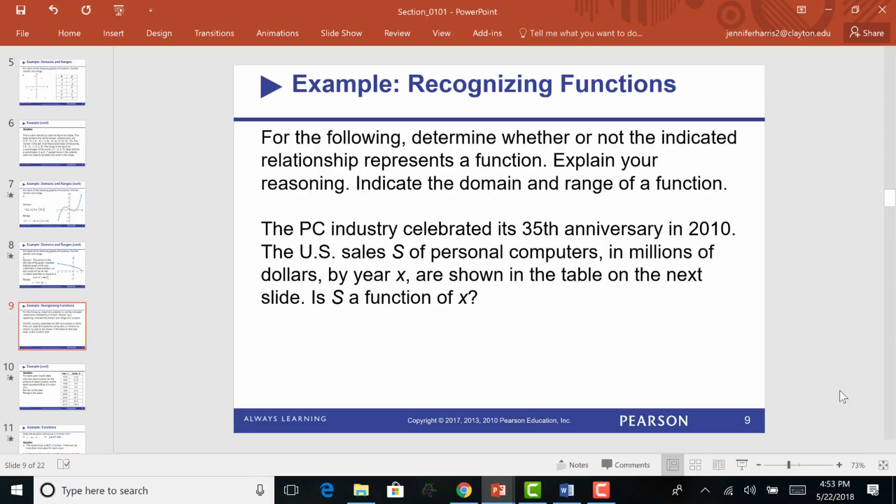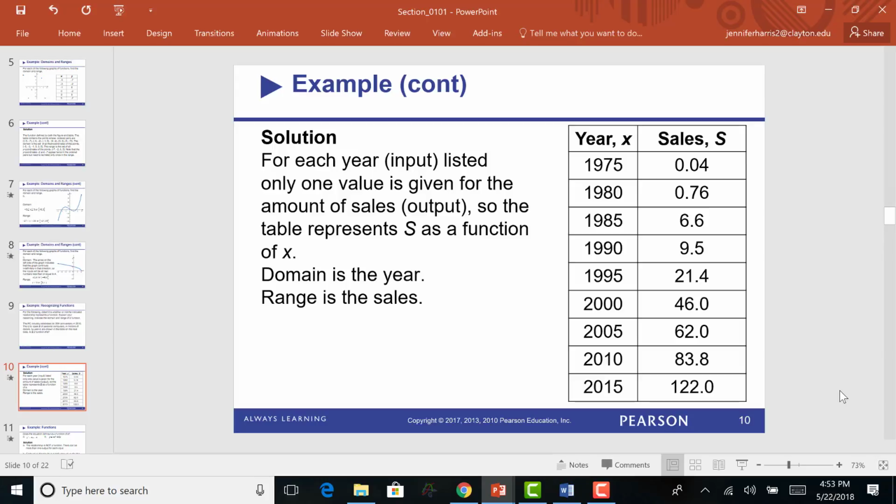It says the PC industry celebrated its 35th anniversary in 2010. The United States sales S, that's your Y, that's your output. They did not call it Y, they call it the sales S of these personal computers in millions of dollars by year X, which they did use as the variable, shown in the table on the next slide. So is S a function of X? Yes. Looking at the table, are all the X values different? Yes, they are. So the answer is yes.